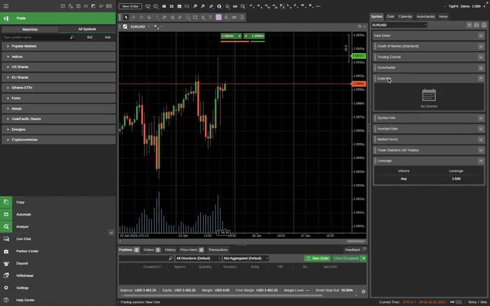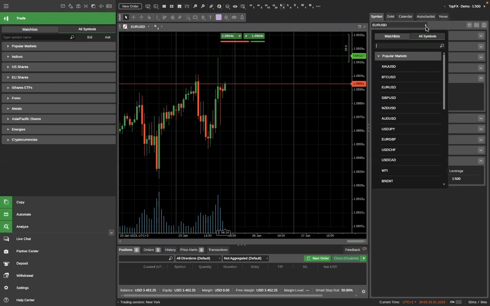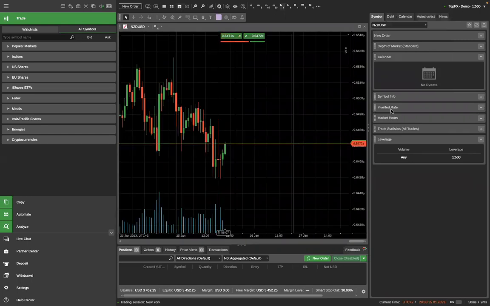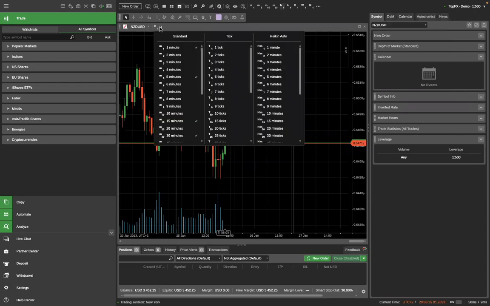If you click on the calendar, as you can see, there is a very special window just below that section here, and it says no events for the euro dollar. Of course, this is the euro dollar. This is what we are trading right now. We can change the market. For example, let's change the market to the New Zealand dollar for today, and as you can see, there are no events. So let's change the time frame.